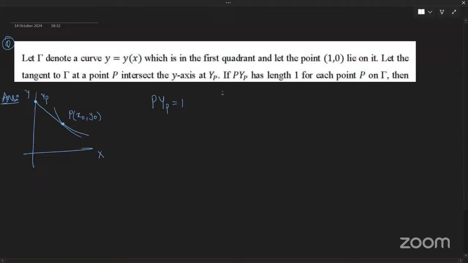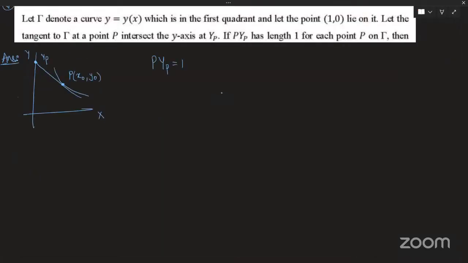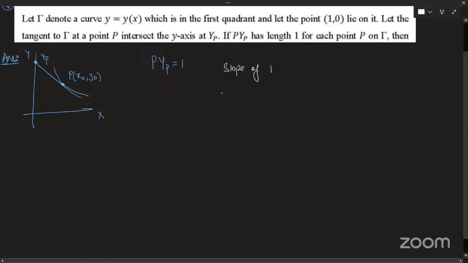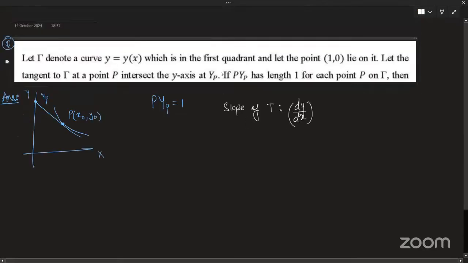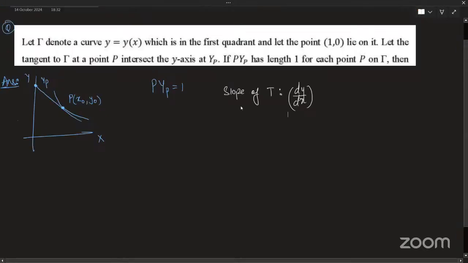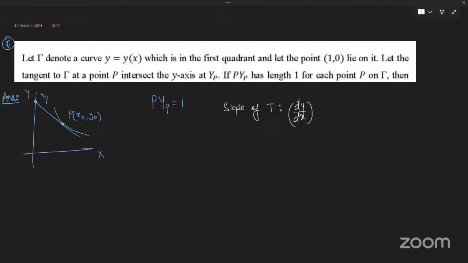So let us give it a try and see how we can do it. First of all, can you tell me what will be the slope of the tangent? If I plot a tangent to this curve y of x, what will be the slope of the tangent? Will it be equal to dy by dx? Slope of tangent is dy by dx. Right, everyone?